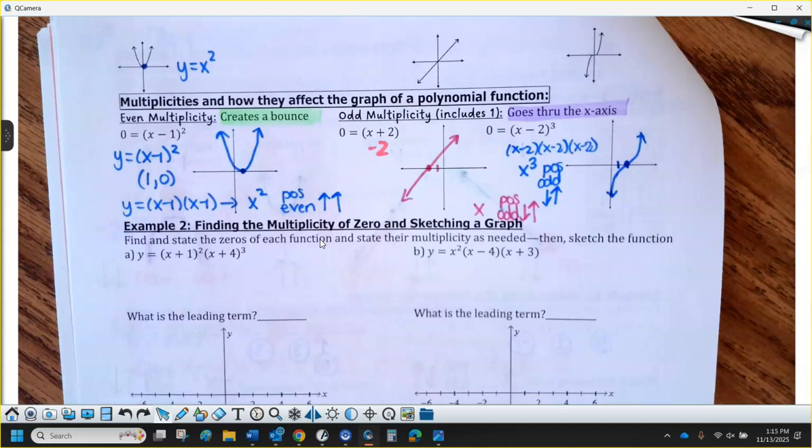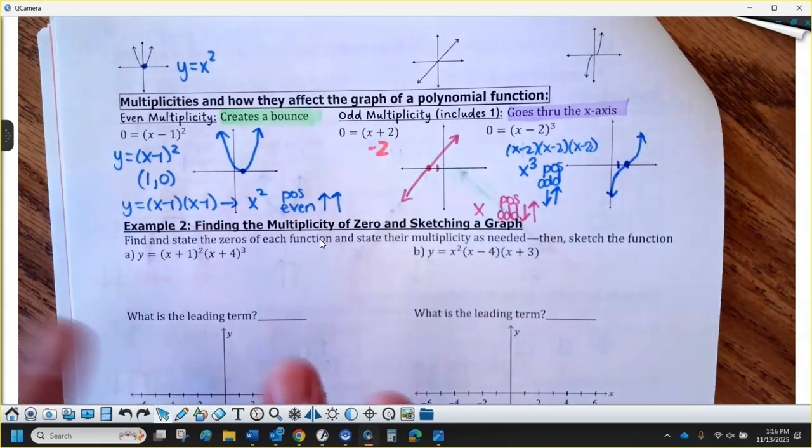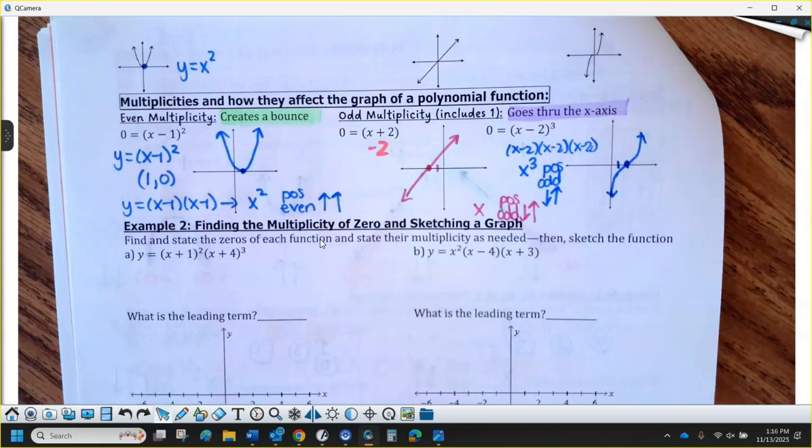So if it has an even multiplicity, you do not go through the x-axis. You bounce back the direction you came from. If you have an odd multiplicity, you're going to go through the x-axis. And I'm going to try and draw these the best I can. So again, these are in factored form, but some of these on the back have exponents.